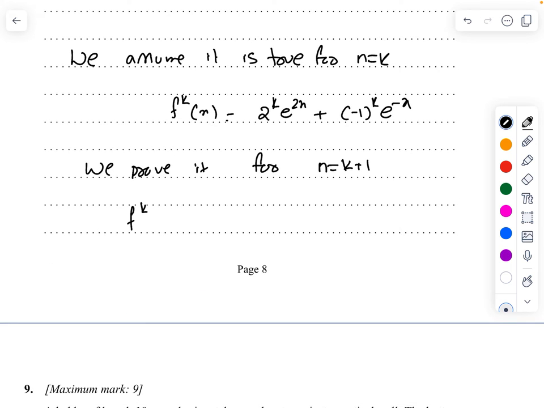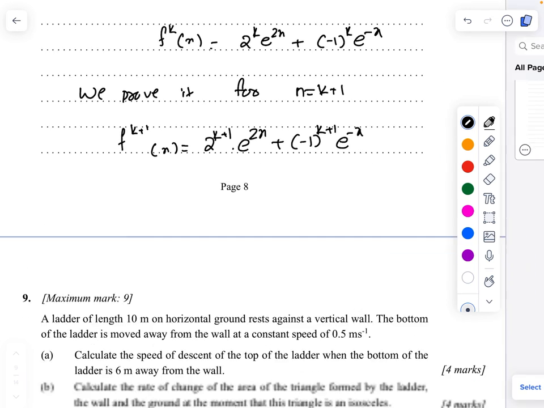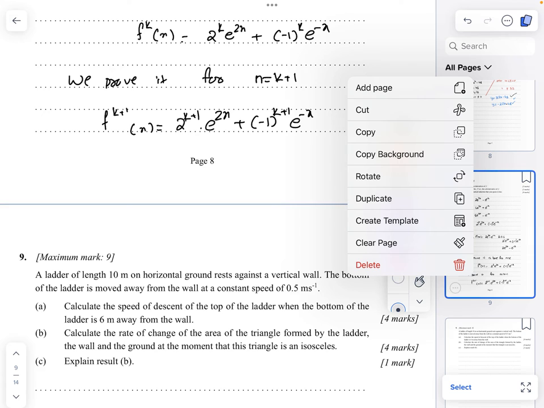So the (k+1)th derivative of f(x) equals 2^(k+1) e^(2x) + (-1)^(k+1) e^(-x). So that we have to prove.